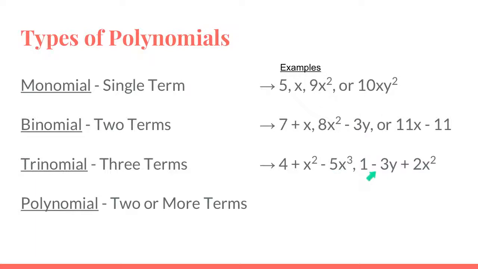We typically use the sign that is in front of that term to describe whether that is positive or negative. So positive 2x squared, negative 3y. Polynomial just means two or more. Polygon, multi, polynomial just means multiple. So that's how we start to understand our polynomials.